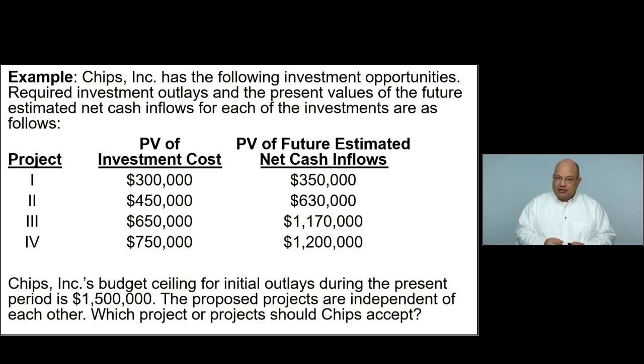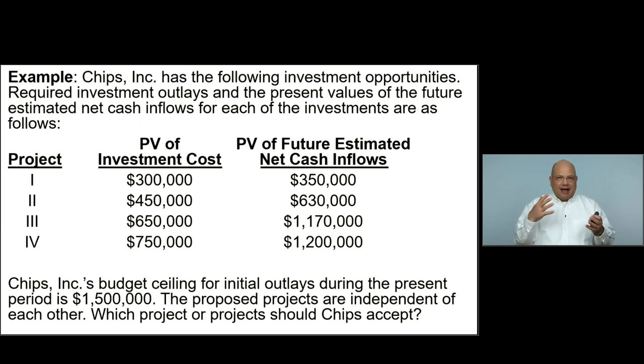CHIPS Inc.'s budget ceiling for initial outlays during the present period is $1,500,000. The proposed projects are independent of each other, and so the question is which project or projects should CHIPS accept. We have $1.5 million available to us.